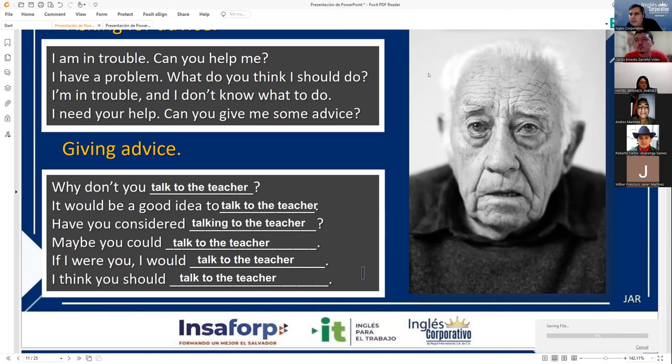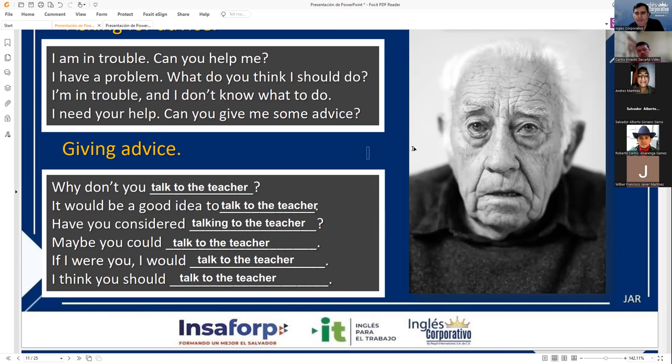Why don't you talk to the teacher? It would be a good idea to talk to the teacher. Have you considered talking to the teacher? Maybe you could talk to the teacher. If I were you, I would talk to the teacher. I think you should talk to the teacher. So these are ways of giving advice. Okay.